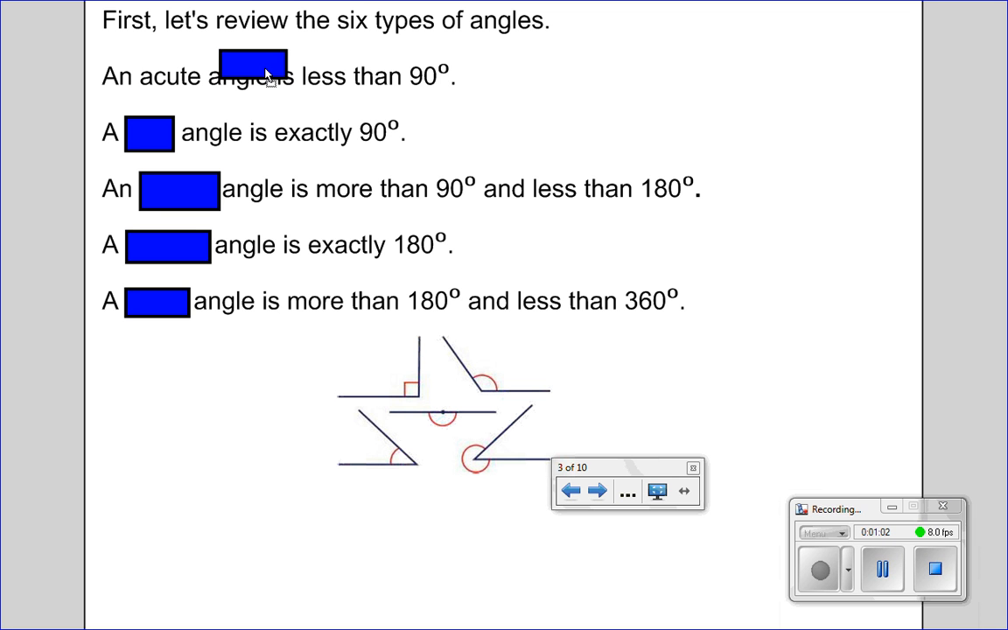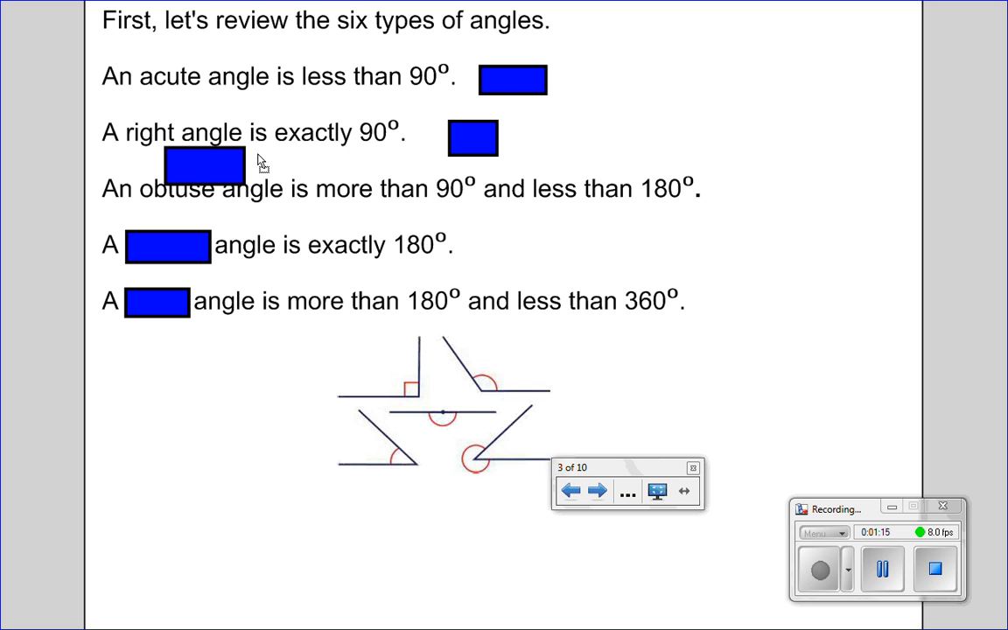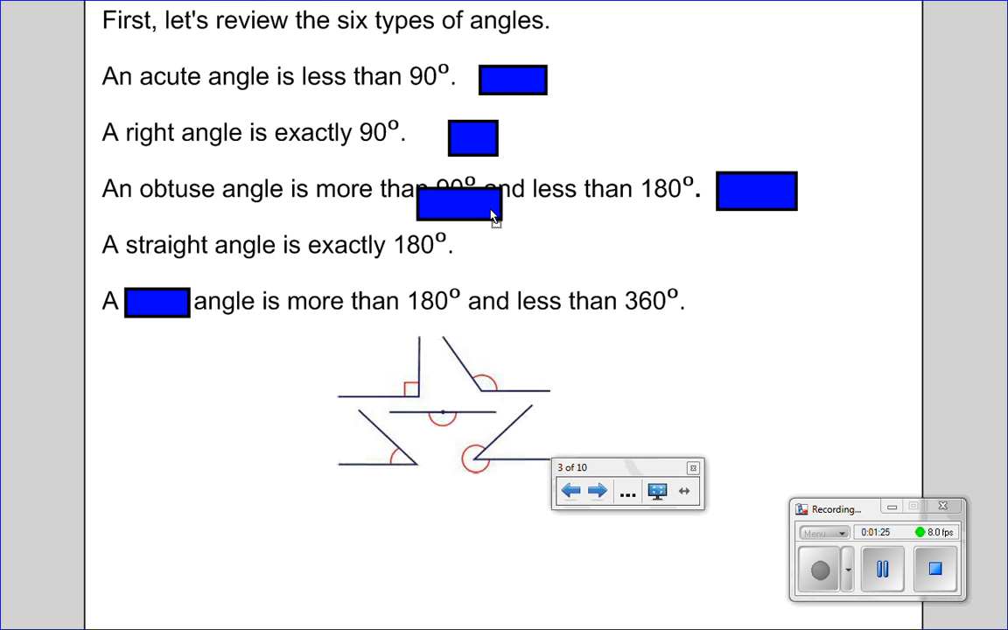An acute angle is less than 90 degrees. A right angle is exactly 90 degrees. An obtuse angle is more than 90 degrees and less than 180 degrees. A straight angle is exactly 180 degrees. And finally, a reflex angle is more than 180 degrees and less than 360 degrees.